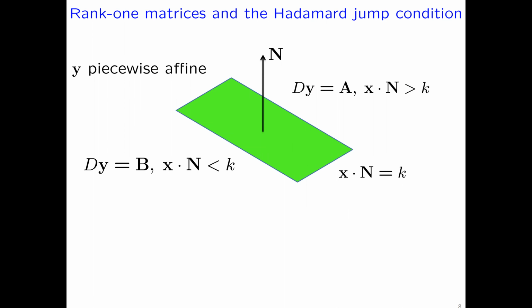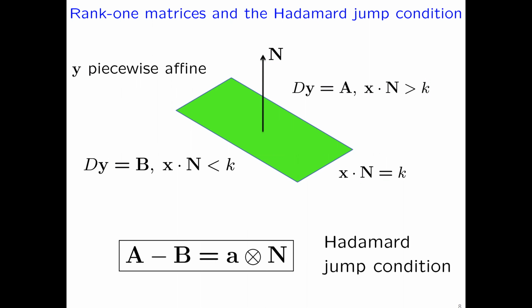Okay, so this is an important but fundamental calculation. Let's suppose that you have a piecewise affine map, a continuous piecewise affine map. And its gradient Dy, so its matrix, of course, jumps across the plane x dot n is equal to k. So above the plane, it's equal to some value a, and below the plane, it's equal to some value b. And the question is, how are a and b related? And this is the answer, that a minus b is a vector tensor product with the normal. And that's the so-called Hadamard jump condition.